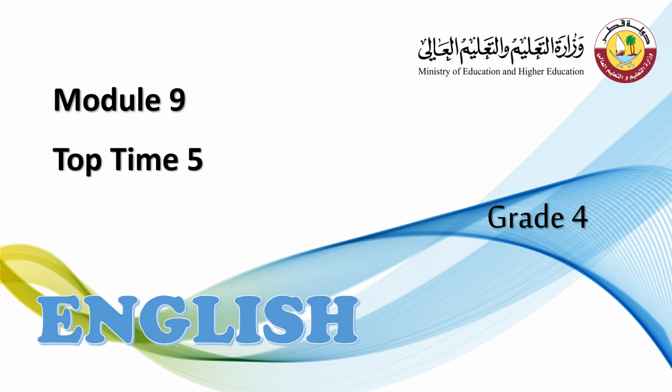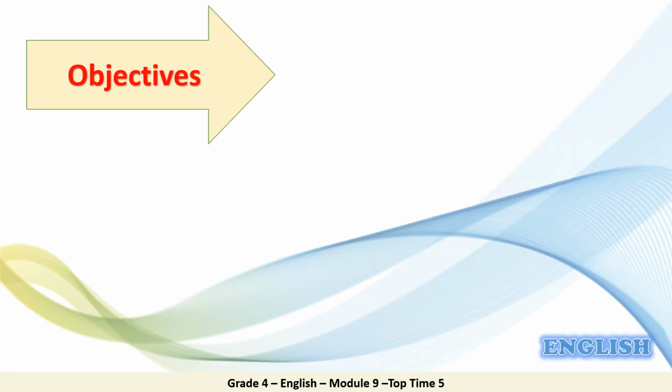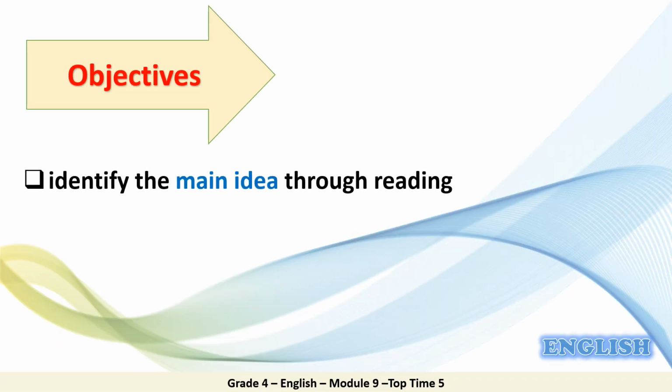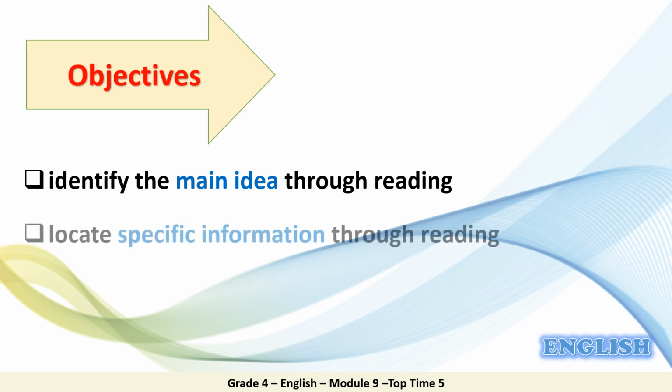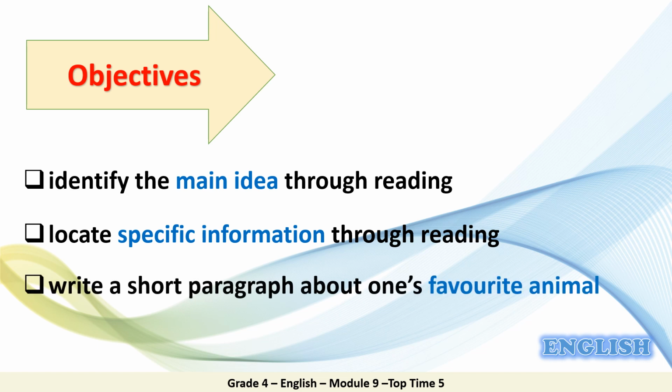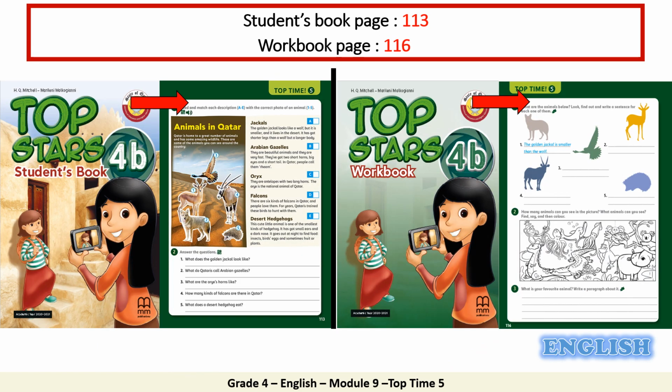Today, we will take Top Time 5 from Module 9. By the end of this video lesson, we will be able to identify the main idea through reading, locate specific information through reading, and write a short paragraph about one's favorite animal. You will be able to find this lesson in your student's book, page 113, and in your workbook, page 116.